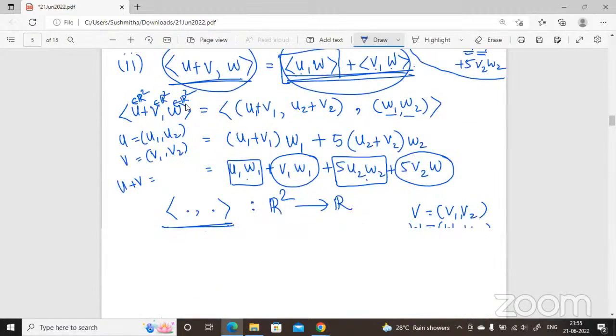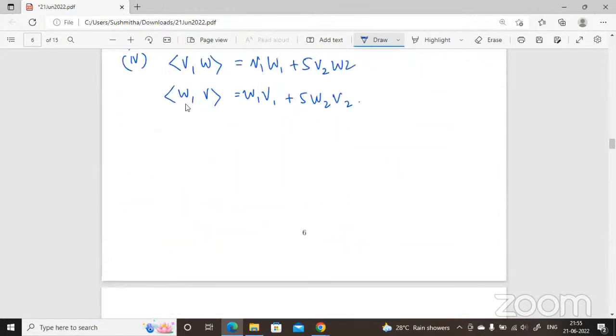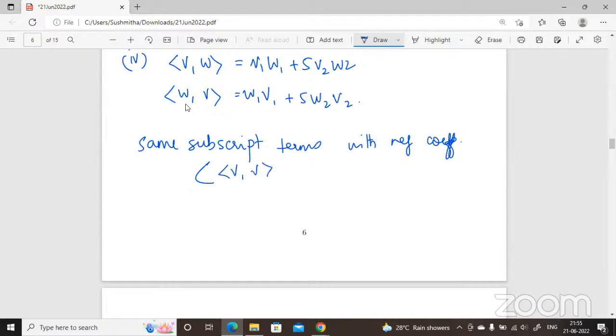If it is V1 W1, if it is a minus for the other, V2 minus 5 W2 V2, then it won't satisfy. Yeah. So if you have terms with the same subscript and negative coefficient, it's going to be a problem for the inner product of V with V to be greater than or equal to 0, right? Yes.